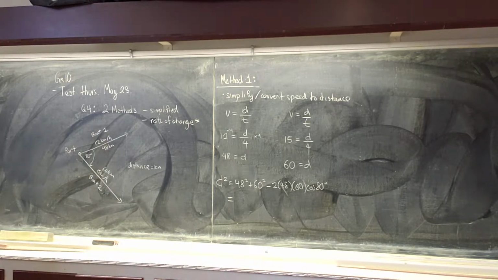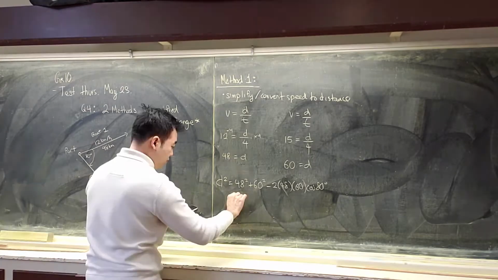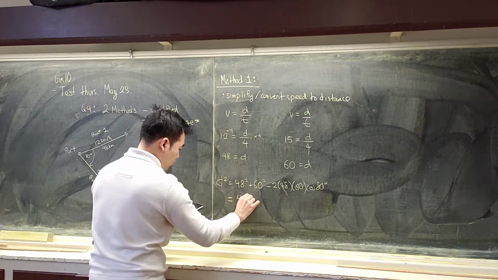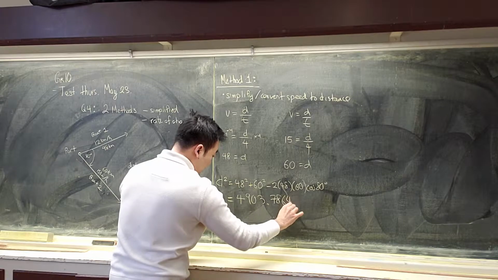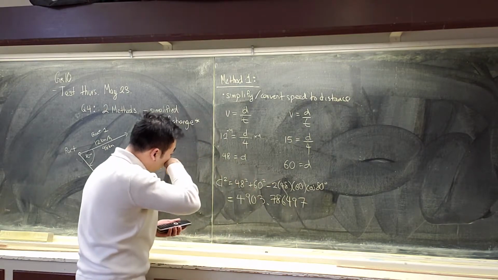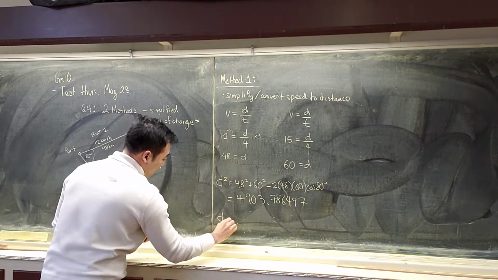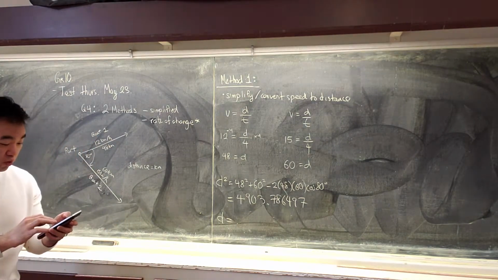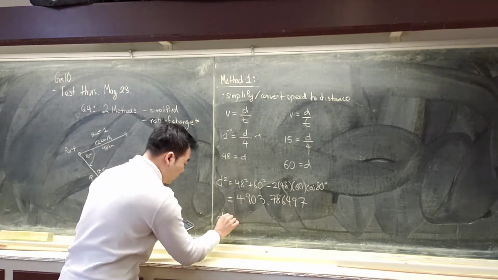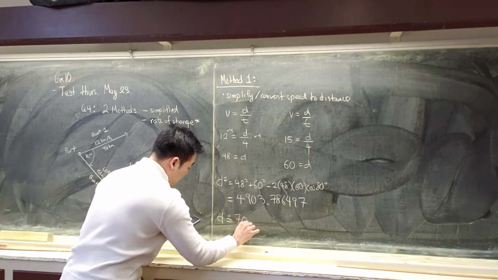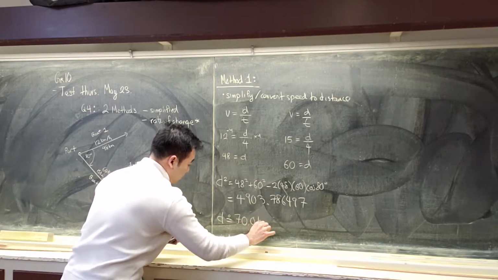If you have an answer, amazing. Anyone have an answer? Yeah, I do. What is it? 4903.786. Good. I'm going to write as much as I can, and then I will round at the very end. The square root of whatever we just found would be approximately 70.0. Good.